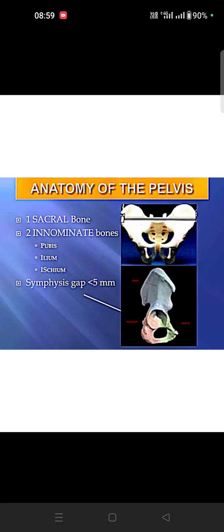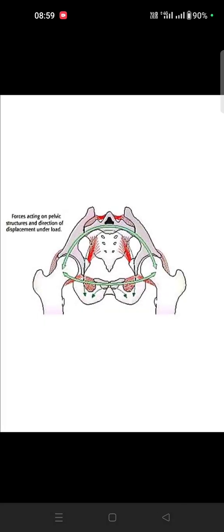So what is a pelvic injury? It means falls, high speed vehicle injury, crush injury and all. Then the anatomy of the pelvis: one sacral bone, two innominate bones, for pubis, ilium and ischium. The symphysis gap is less than 5 centimeters.